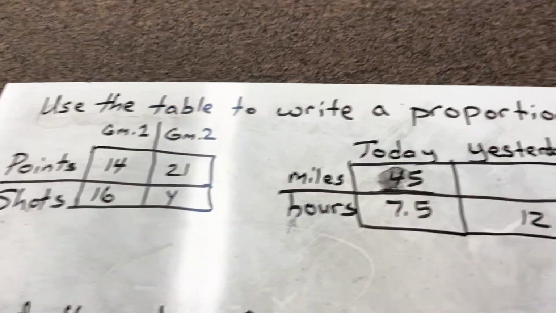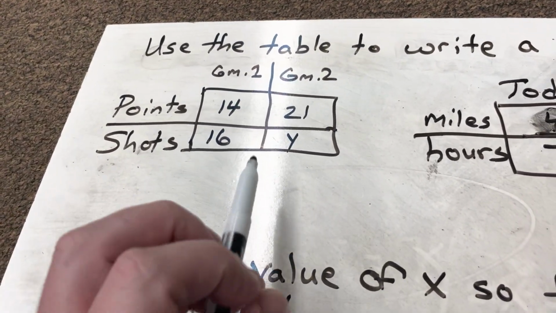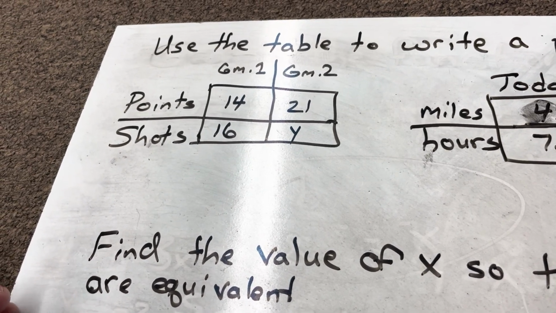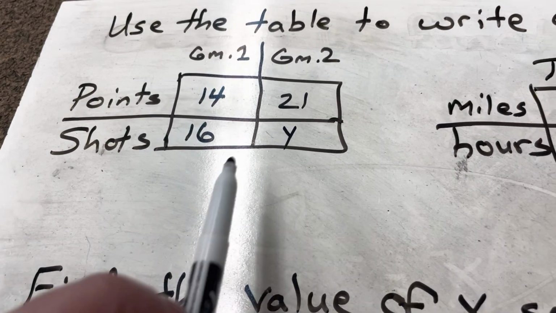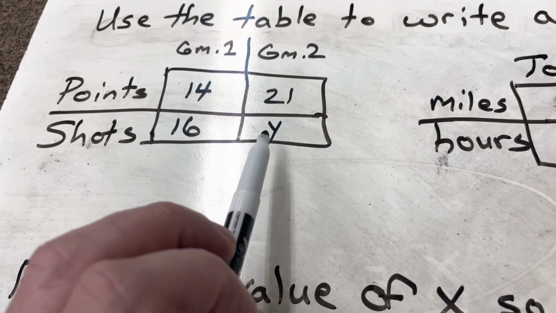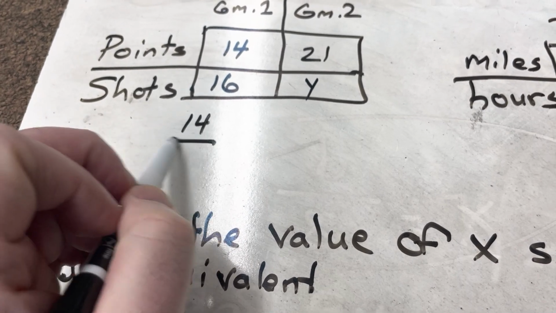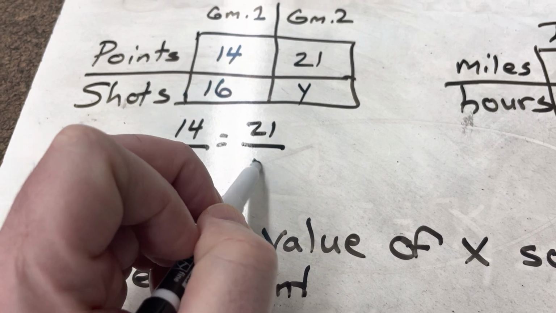So let's look at the second part. Same sort of thing. Use the table to write a proportion. Basically, all I'm going to ask you to do is to solve for y. So you see that in the first game, 14 points, 16 shots. The second game, 21 points and an unknown number of shots. So I'm going to set this up as 14 over 16 equals 21 over y.